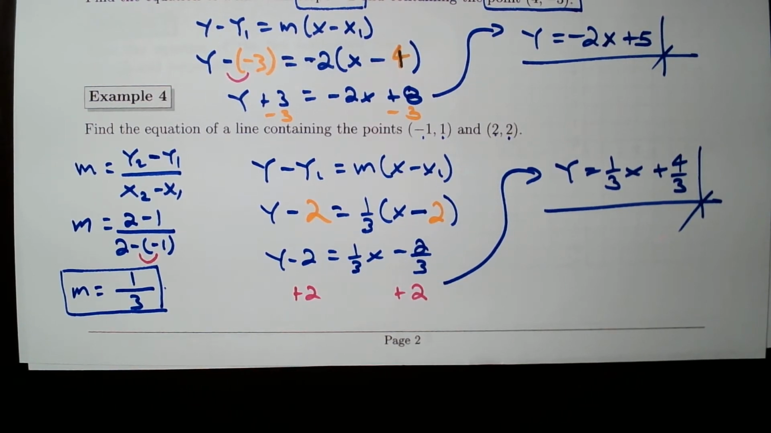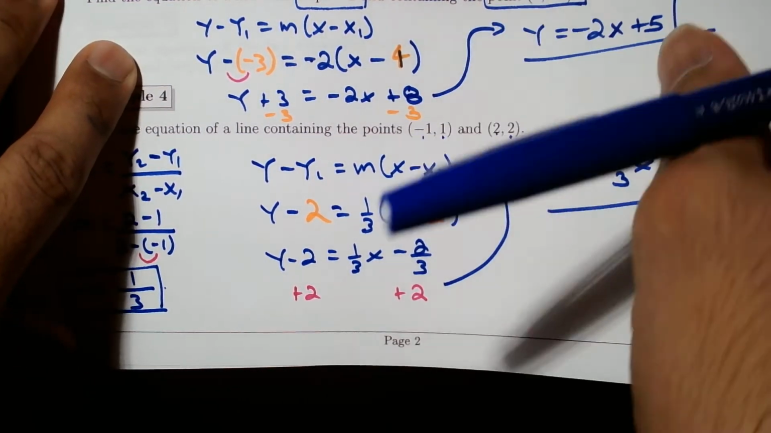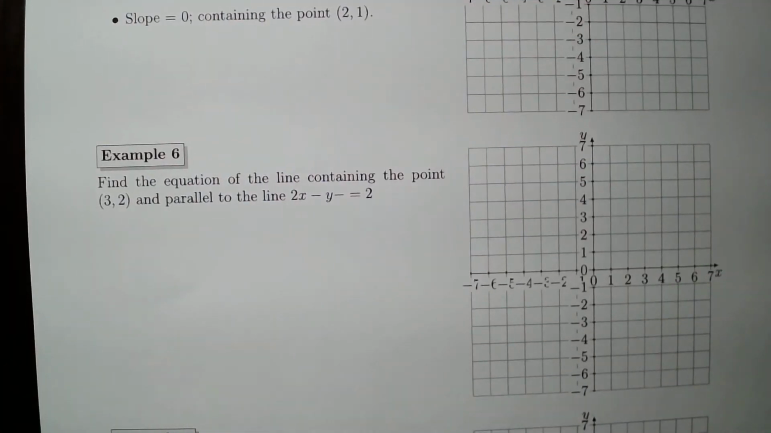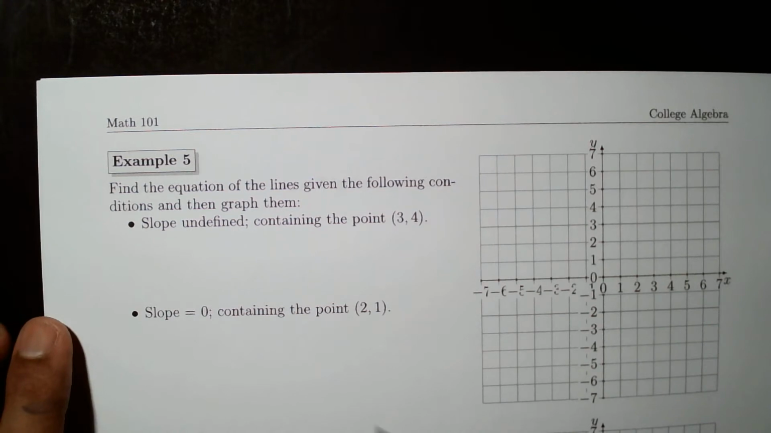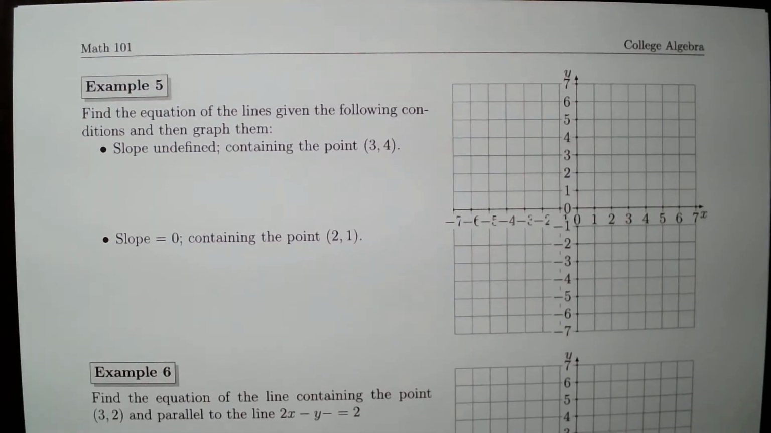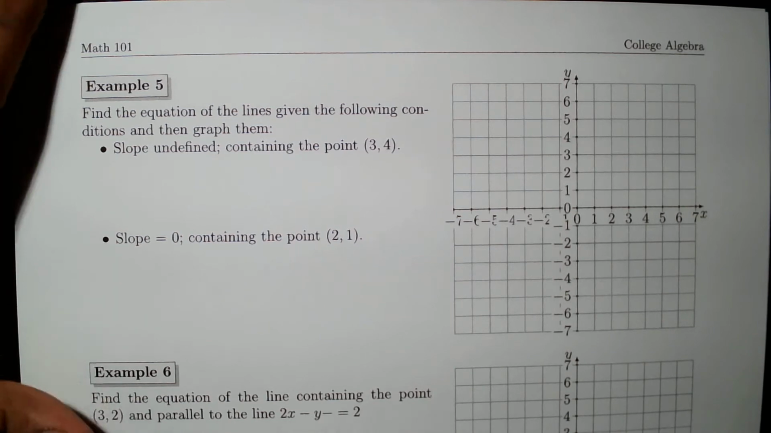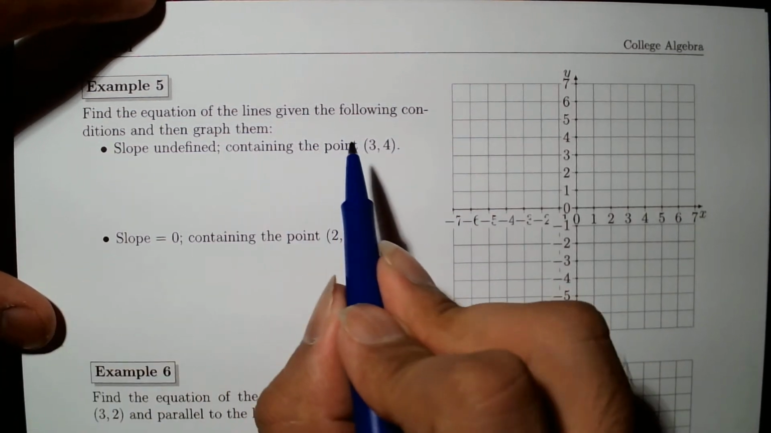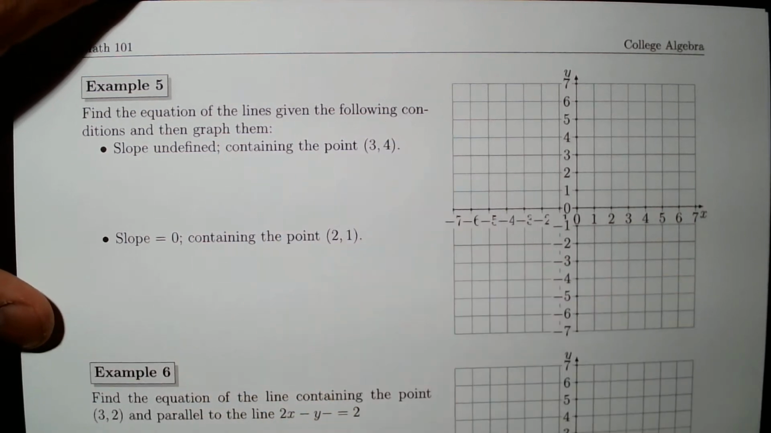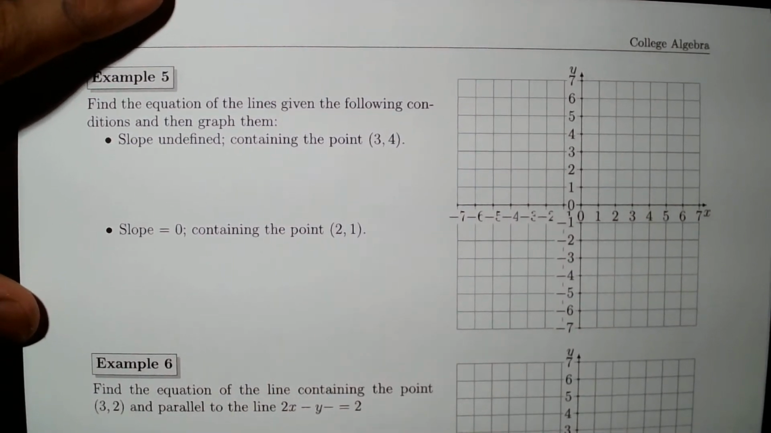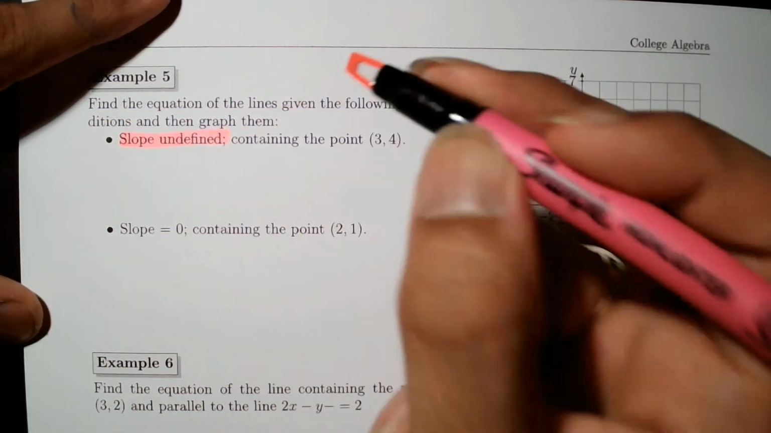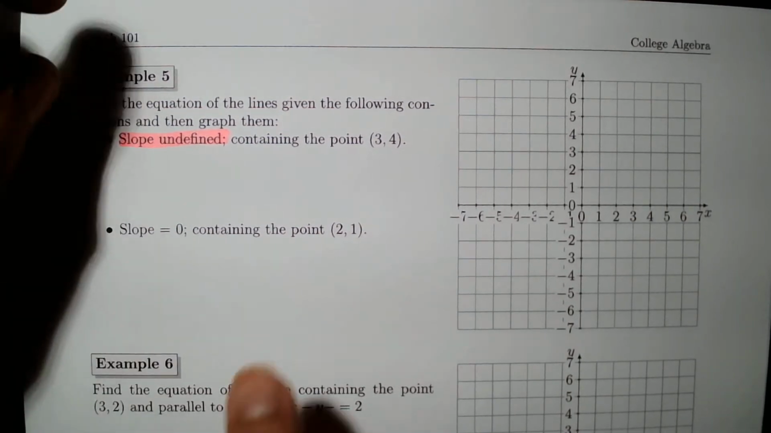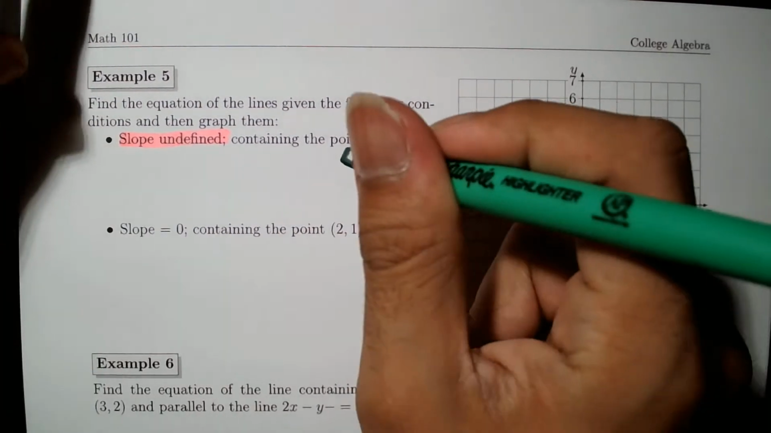Alright, so let's see what we have in the next page. In the next page we're going to look at vertical lines and horizontal lines. We are going to have basically two questions in the same example. Let's find the equation of the lines given the conditions and graph them. The equation we want has undefined slope and contains the point (3, 4).